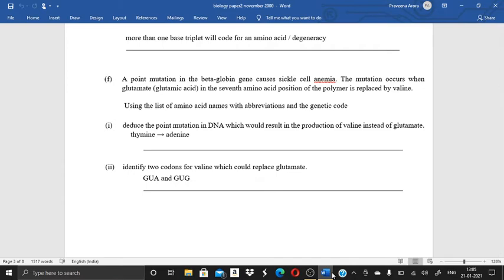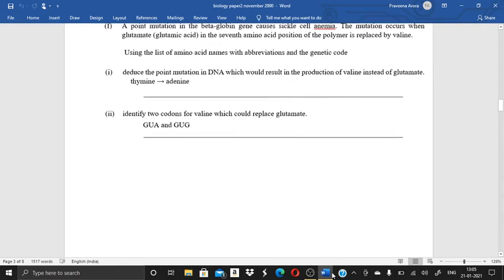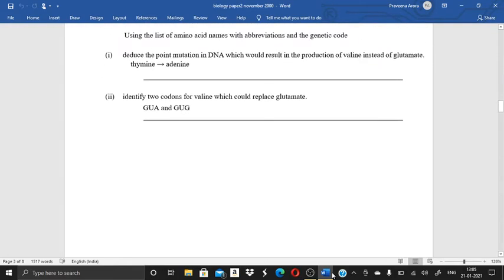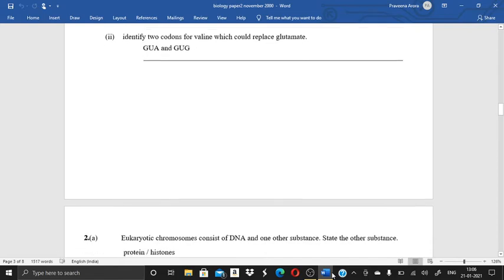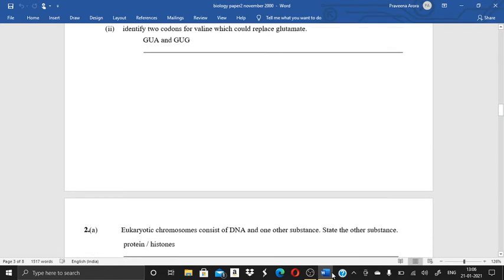causes sickle cell anemia. The mutation occurs when glutamate in the seventh amino acid position of the polymer is replaced by valine. Using the list of amino acid names with abbreviation and the genetic code, deduce the point mutation in DNA which would result in the production of valine instead of glutamate. Okay, and it's thymine into adenine. Then identify two codons for valine which could replace glutamate, that is GUA and GUG.